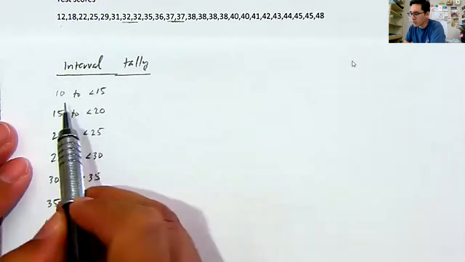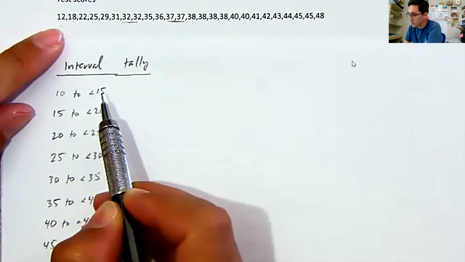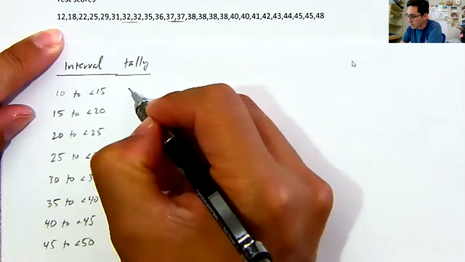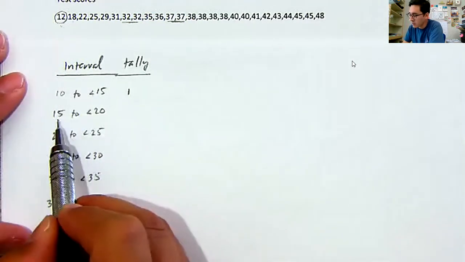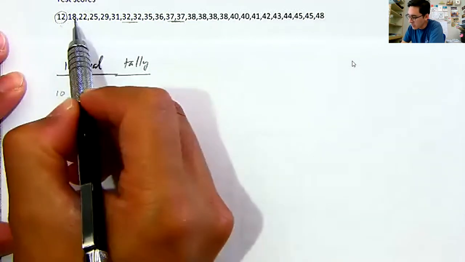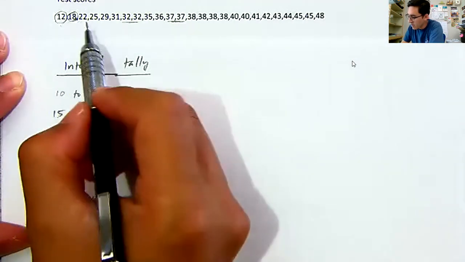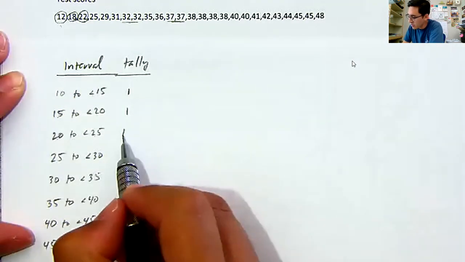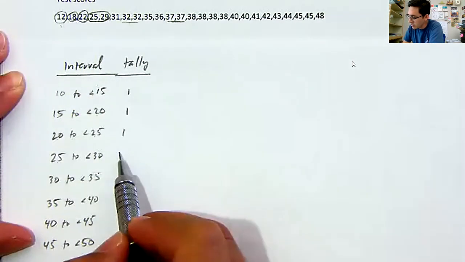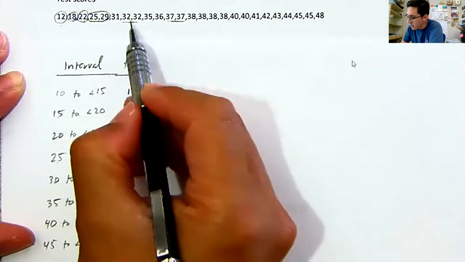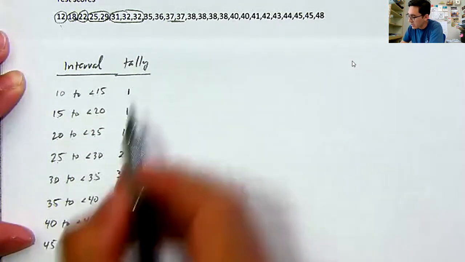Okay, so how many test scores are exactly 10 to less than 15? Well, it would just be that one. Okay, let's just circle it. How many test scores are from 15 to less than 20? Just that one. 20 to less than 25? Just one. 25 to less than 30? That would be 2. 30 to less than 35? That would be 3.